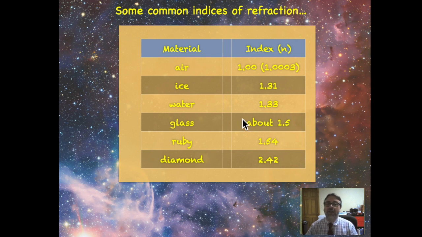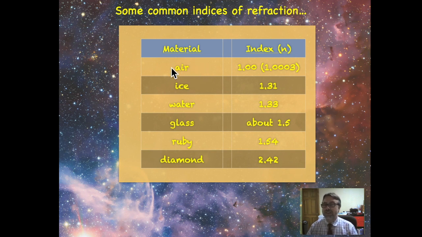Now, if I look at glass, well, there are different types of glass, but most glass has an index of refraction of about 1.5. A gemstone ruby will have an index of refraction about 1.54, and diamond has a very large index of refraction, 2.42. Now, I said previously that the larger the index of refraction, the slower the light is traveling.